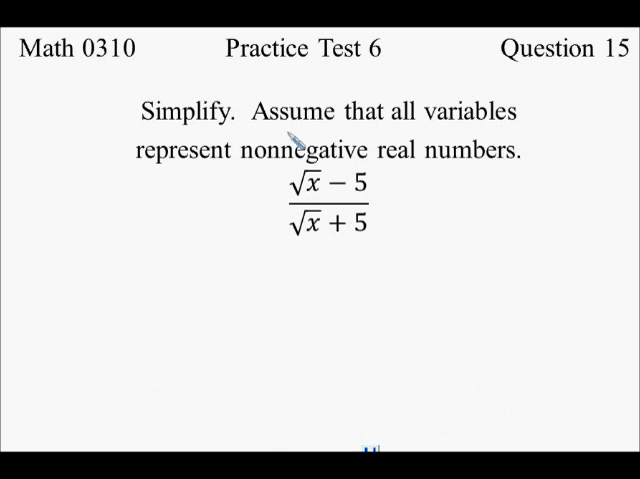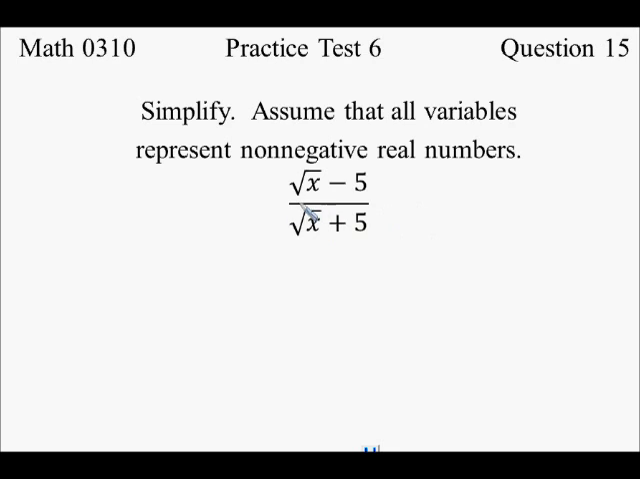Question 15. Again, we're simplifying. We have this expression here. So we cannot just cancel the terms here, even though we have square root x over square root x, and we have 5 over 5. We cannot cancel those. Again, in order to cancel something from a fraction, it has to be a factor. Square root x is not a factor of the top, it's just a term in the top, just like it's a term in the bottom here. So we cannot just cancel these like terms that we see written directly over one another.